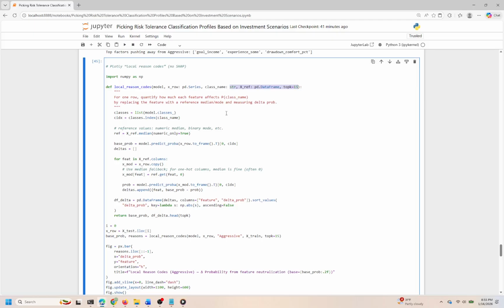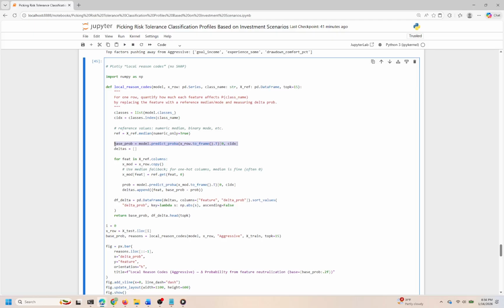These reference values, determined by the median for continuous features or mode for categorical ones, are intended to represent a neutral baseline. Initially, the function captures the base prediction probability for the specified class, allowing it to gauge the shift in probability when individual features are modified.